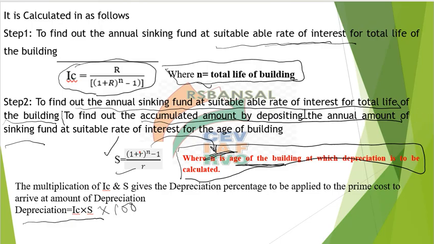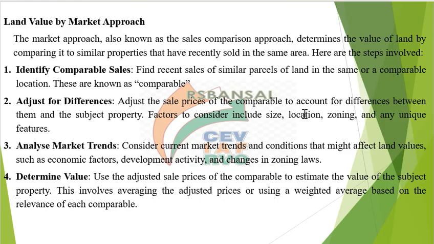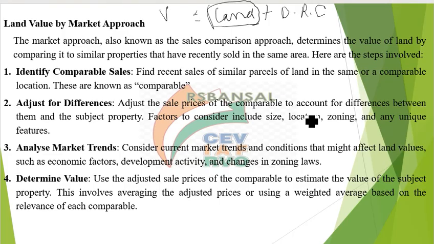So you know, in the cost approach, how you calculate the value. There are two things involved. One is land, and the second is the depreciated replacement cost of the building. So the total value of the property is land plus depreciated replacement cost of the building. As far as land is concerned, you will be using the market approach.